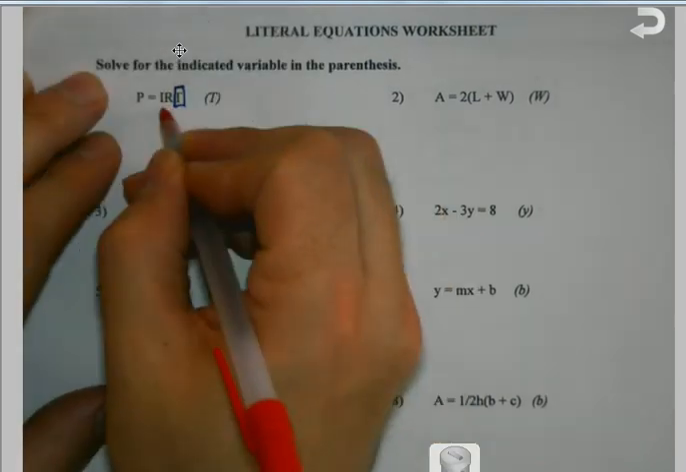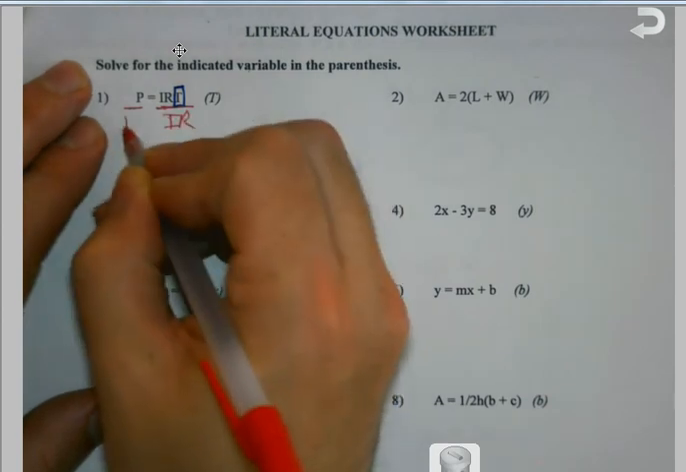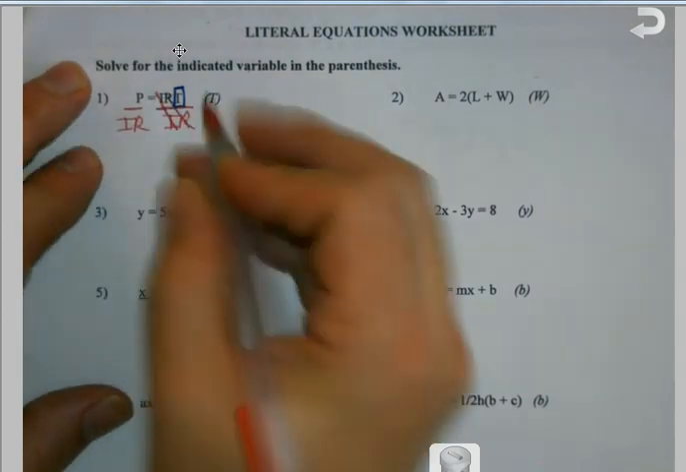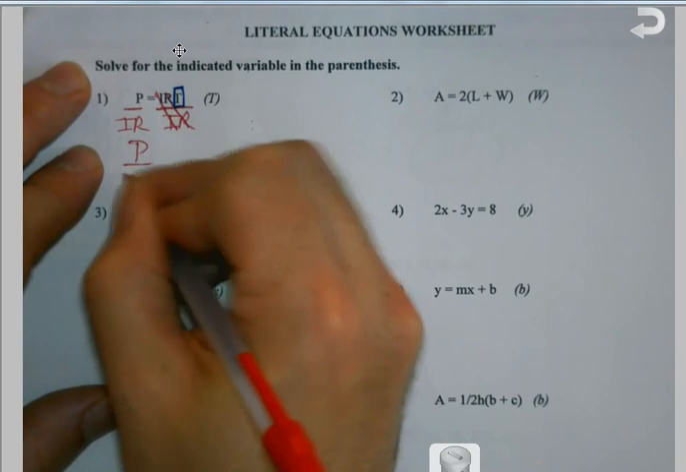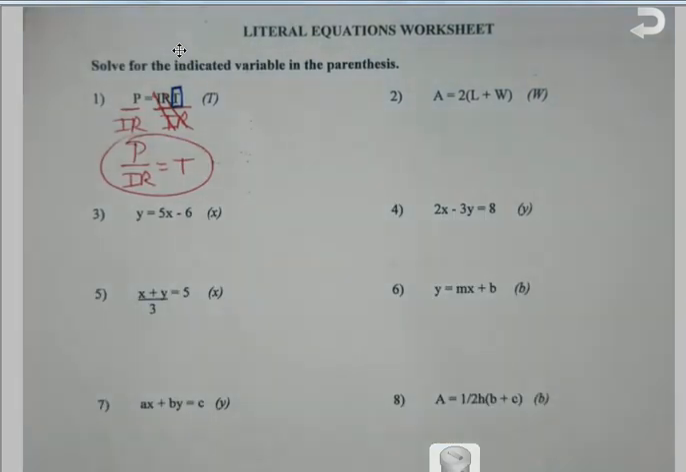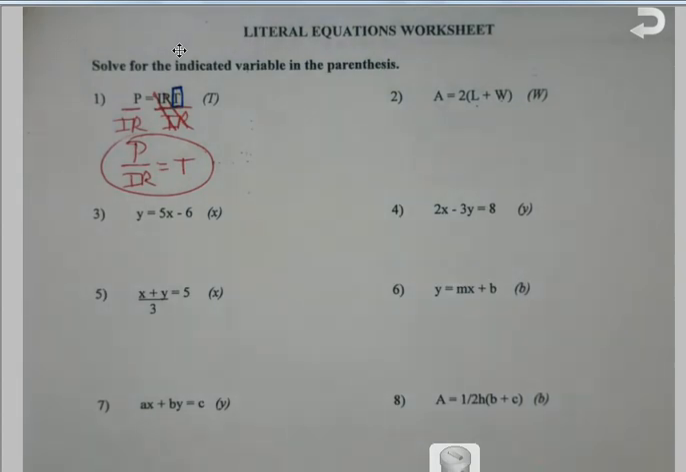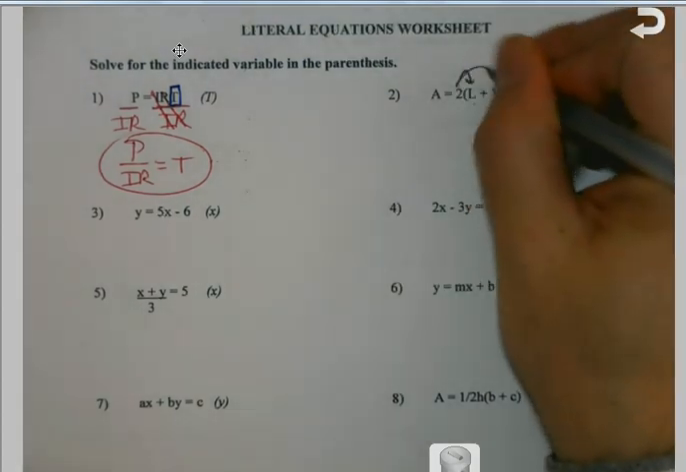What's on this side with t? IR. Okay, I just heard the R the first time. So IR cancels, and in one step, we are done. Now, are they all going to be done in one step? No. But again, this is going to be about doing opposites. Now, number 2 is a little bit different. I got the parentheses here. What do we normally do when we see parentheses? Distribute. So we got to do that first.